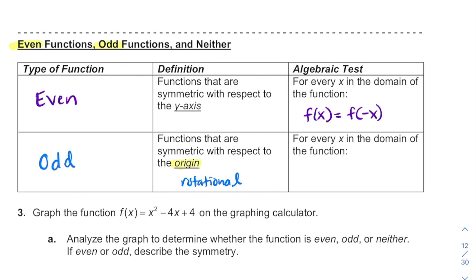X-axis is left out of this one. It's not a special type of even or odd function. So if it is symmetrical to the x-axis and it asks even, odd, or neither, the answer would be neither.